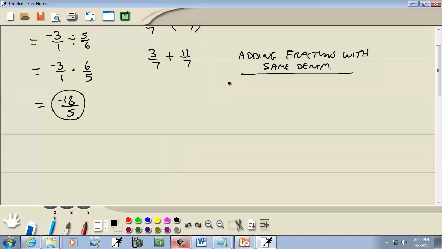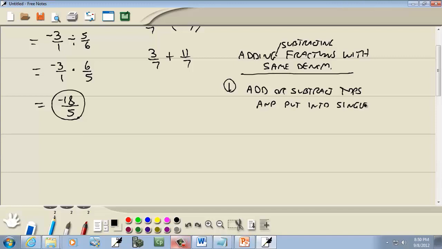If you got the same denominator, then you're going to, let me put, adding, subtracting fractions with the same denominator. Our first step is to either add or subtract the tops, the numerators, and put it into a single fraction. Okay, so these have the same denominator. So I'm going to add top parts. So we got 3 plus 11. So that gives us 14 over 7.